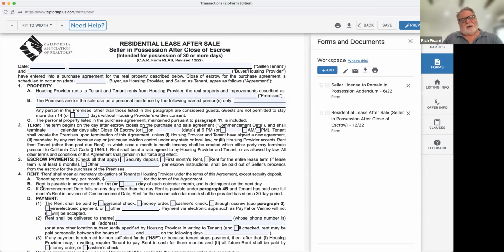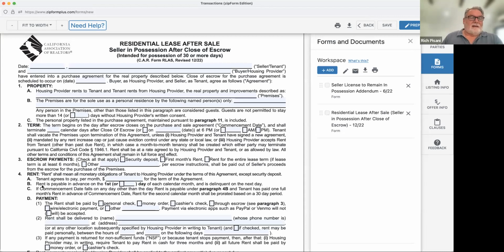If the lease term is at least 6 months. So I doubt you will do this for more than 6 months. So most likely it's just going to be the security deposit and the first month's rent. Because a lender, if there's a loan on this, I'm sure will not approve a 6-month rent back. So just FYI.